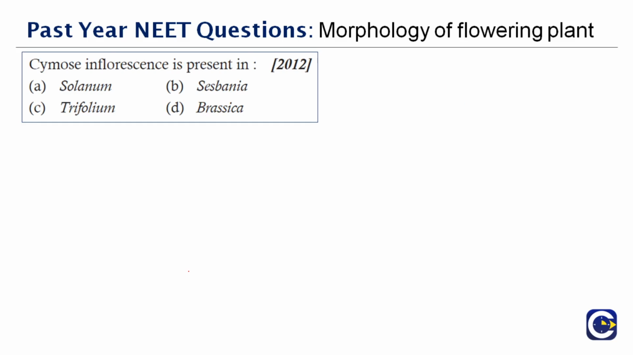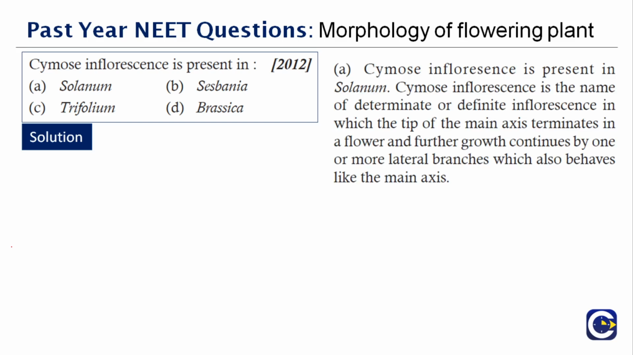Cymose inflorescence is present in dash. Okay, we just now spoke about it in the earlier question, where we spoke about the different types of inflorescence and how it is seen in the plant. We spoke about the arrangement and all that. And cymose inflorescence, we saw particularly for Solanum. Cymose inflorescence is the same as determinate or definite inflorescence, in which the tip of the main axis will terminate in the flower and they further grow continuously by one or more lateral branches, which also behave like the main axis. That is the only difference. It doesn't terminate but continues to grow.